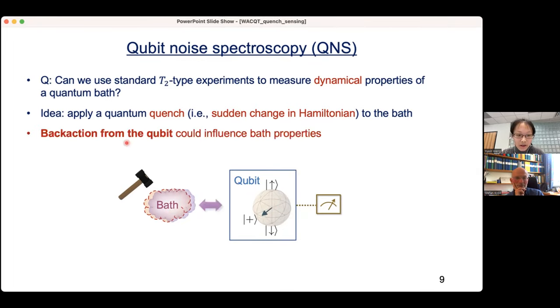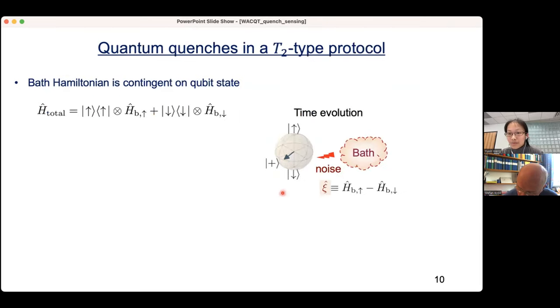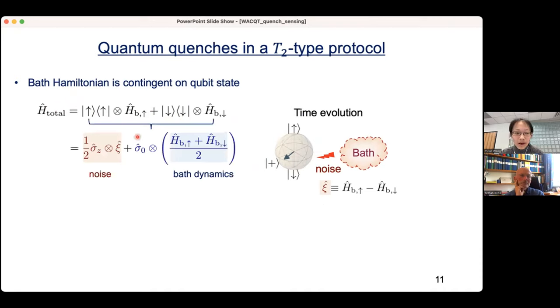More specifically, back action effects from the qubit could influence bath properties. And by the end of my talk, I hope to convince you that those back action effects actually provide a really useful sensing tool. But let me first explain what exactly we mean by the back action effect from the qubit. For that, let's look at the total qubit-bath system quantum mechanically, so that we can write the total system Hamiltonian in terms of the bath Hamiltonians conditioned on the qubit being either in the up or the down state. Typically, we're interested in the difference between these two conditional bath Hamiltonians, which really corresponds to the noise operator that is coupled to the qubit.